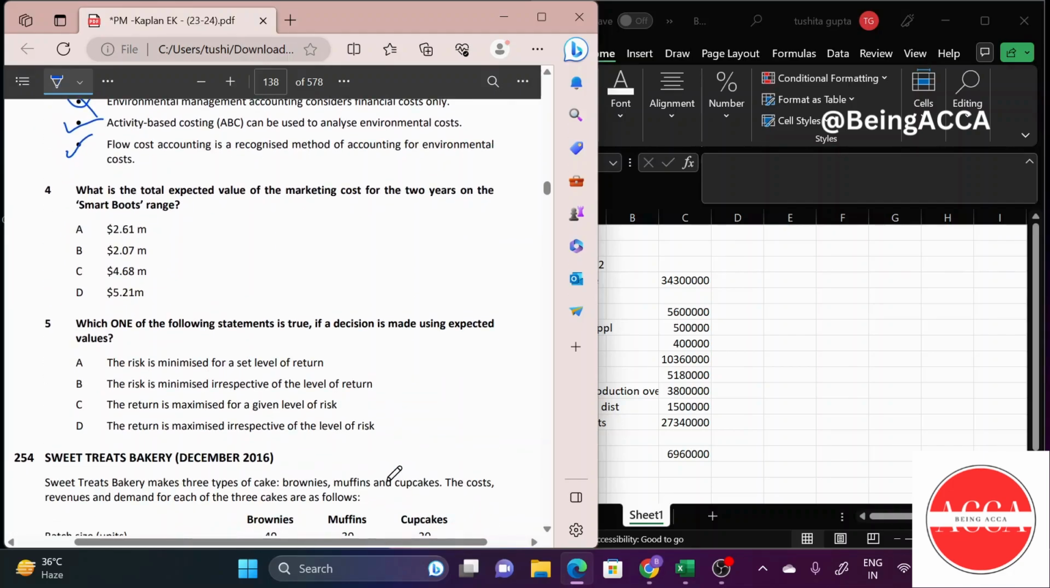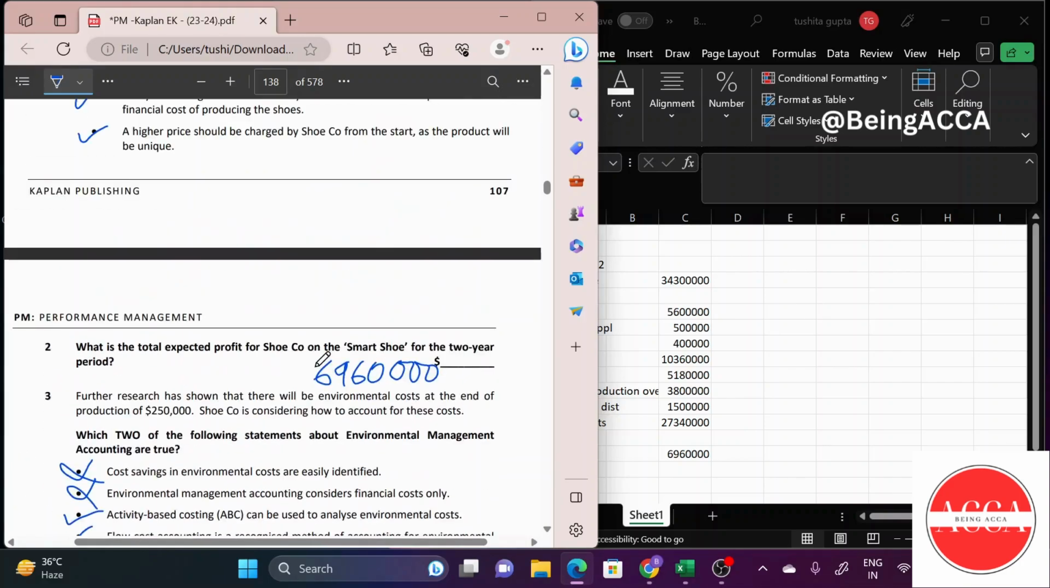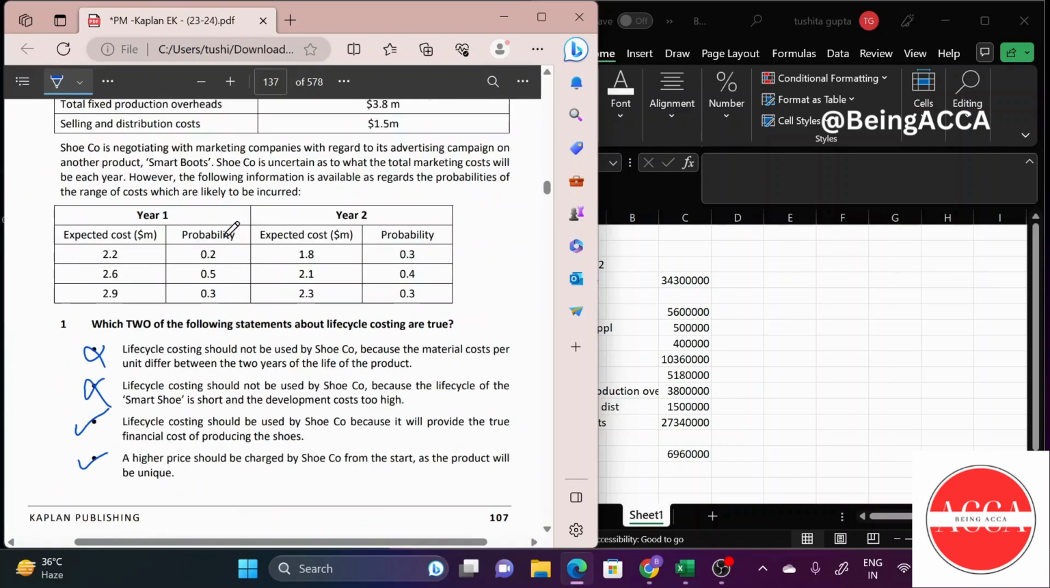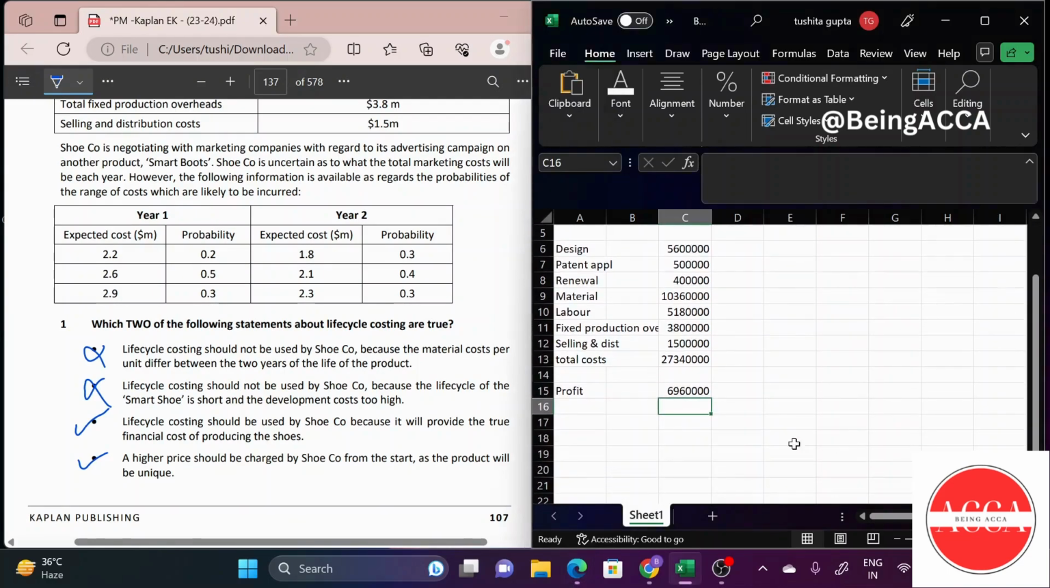What is the total expected value of the marketing cost for the 2 years on the smart boots range? Okay, so for this we have these expected costs and these are the probabilities. The total has been asked, so we will take for both the years. Let's first find out for year 1. For year 1, we have 2.2 multiplied by 0.2 plus 2.6 multiplied by 0.5 plus 2.9 multiplied by 0.3. So this is the total for the year 1.